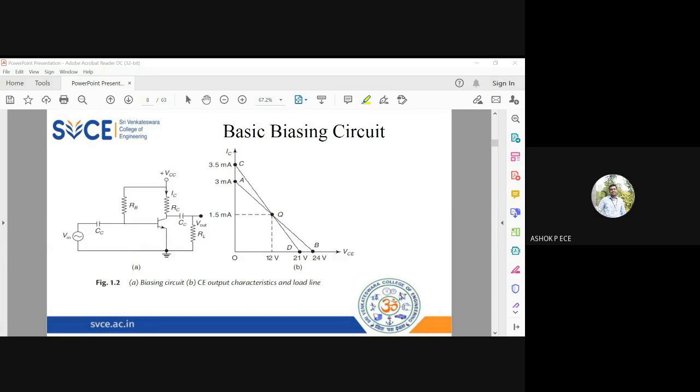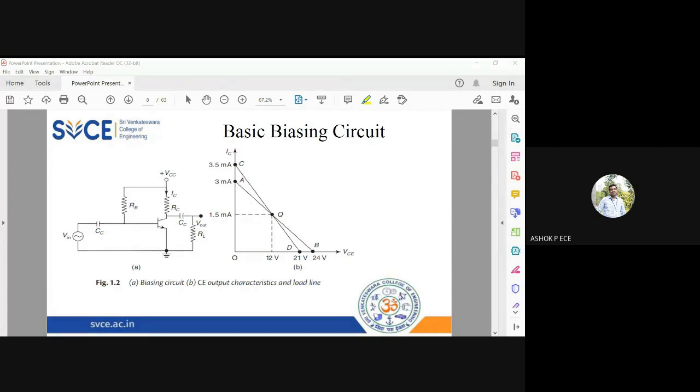Since we are going to consider a common emitter amplifier, you are going to give AC input and take output across the load RL. When you find these biasing circuit parameters, we will not be considering the load or the AC input. You can see two capacitors are there: CC at the input and CC at the output. These are coupling capacitors.